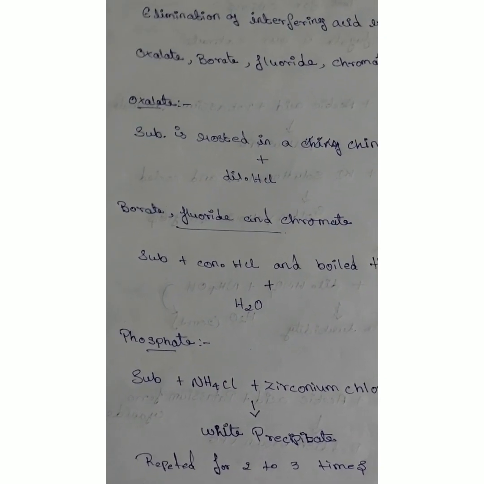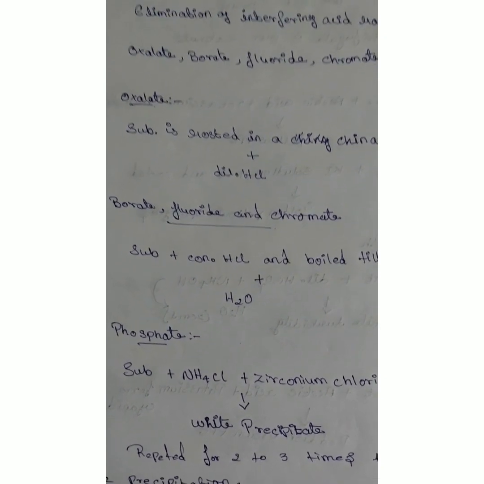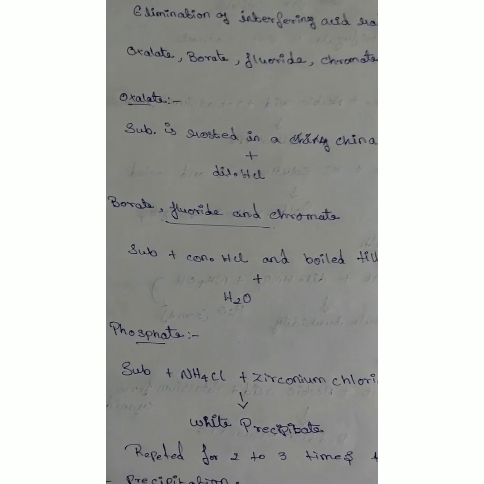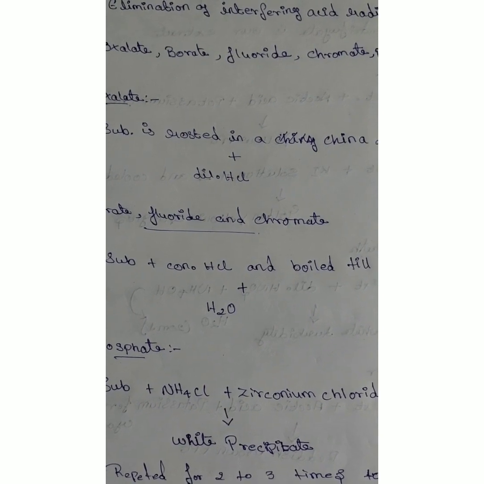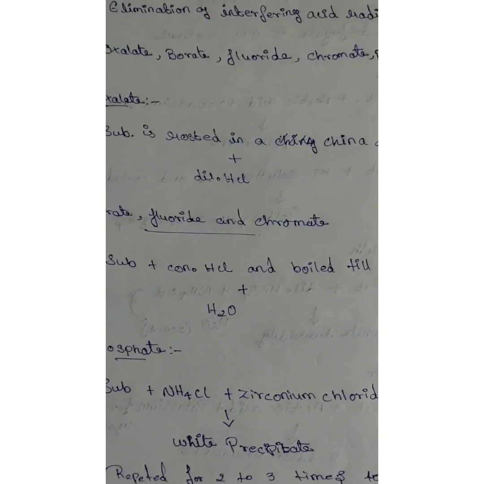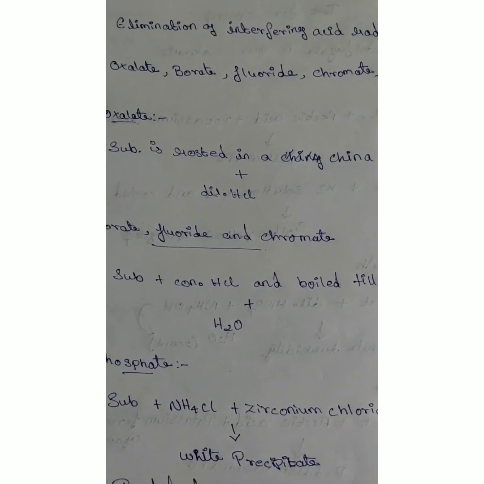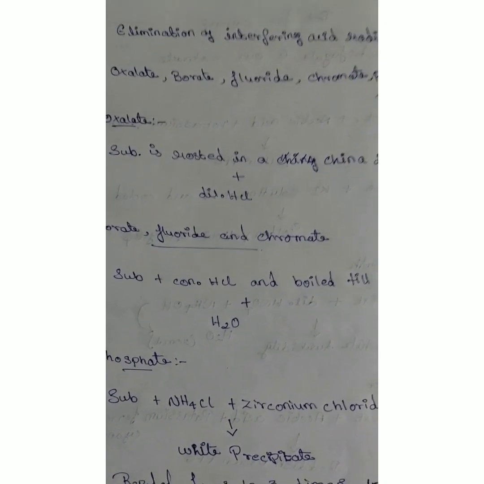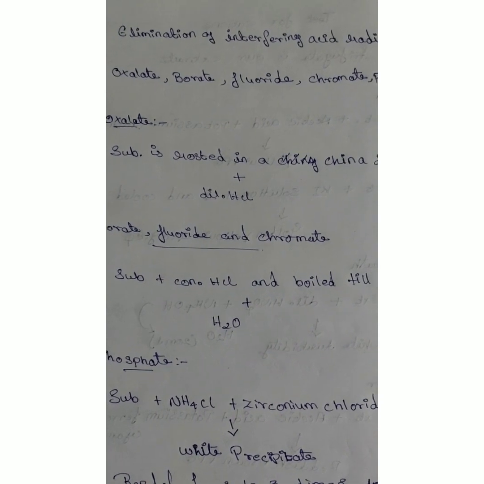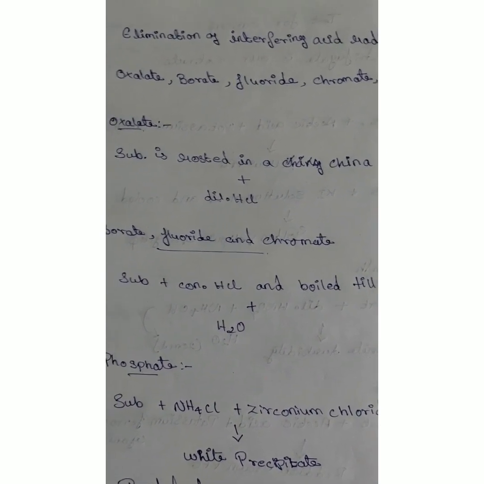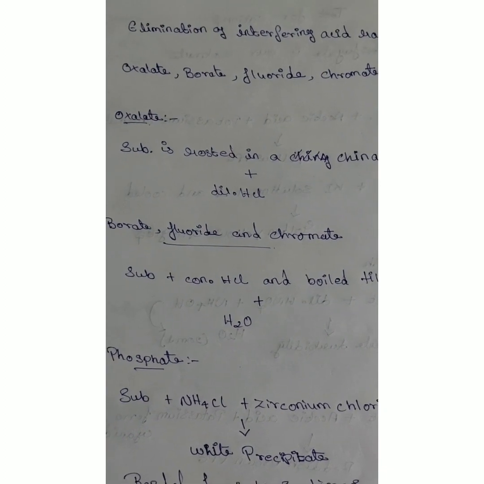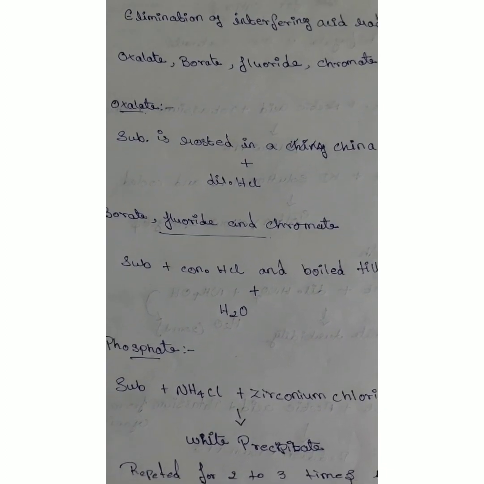Now, borate, fluoride and chromate come under the same elimination method: the substance is taken and concentrated HCl is added, and this mixture is boiled to evaporate all the HCl content. After that, the mixture is diluted with water, and that solution is enough to do the further testing.